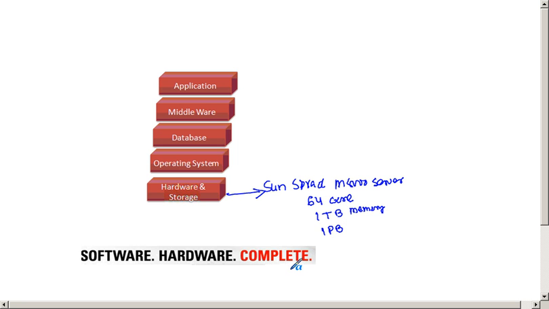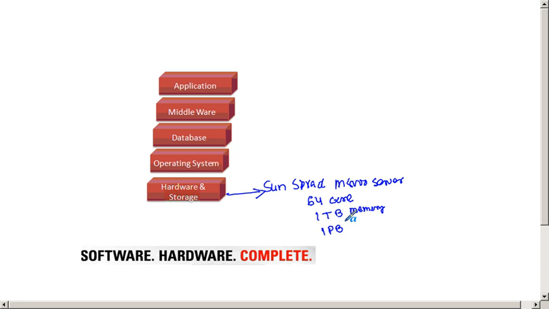Okay, so if we compare, maybe your desktop is 1 CPU and 1 gigabyte. If we compare your desktop to this kind of machine, these machines have almost 64 times more processing power than your desktop. These machines have an enormous amount of memory and also an enormous amount of hard drive. Okay, so these are the kind of servers that Oracle sells to build your information system.